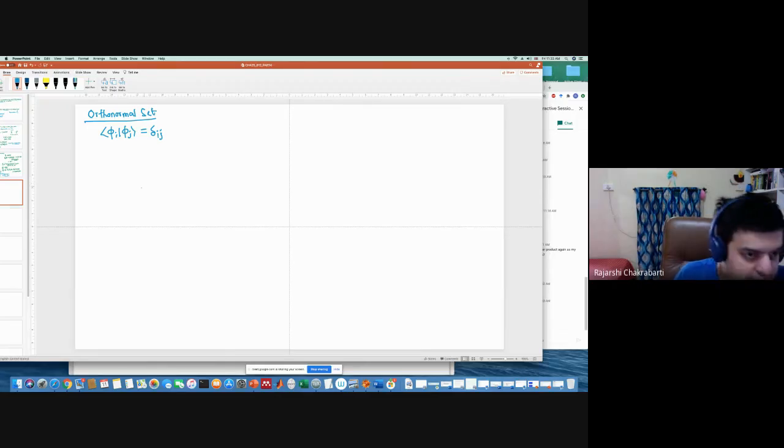And I can define a quantity like P_Q. These are like basis functions, and I am defining an operator like this. It's an operator.